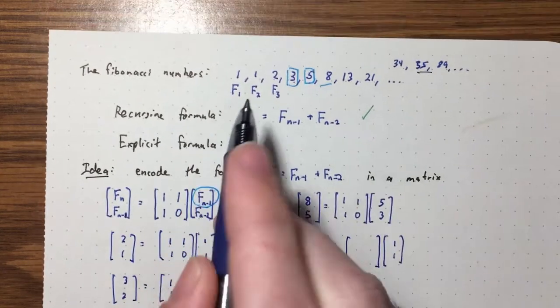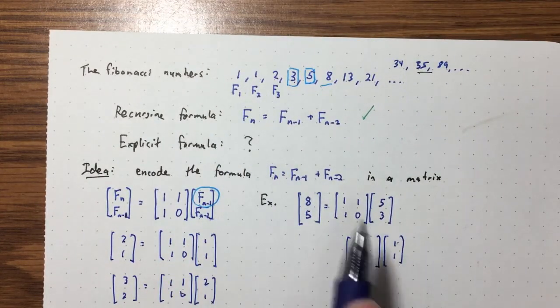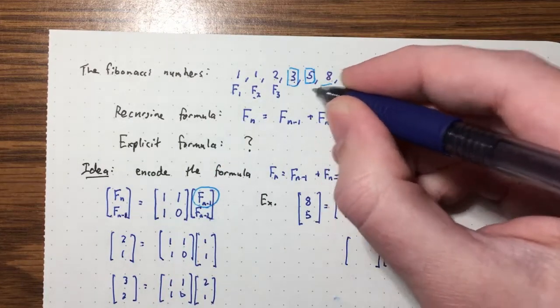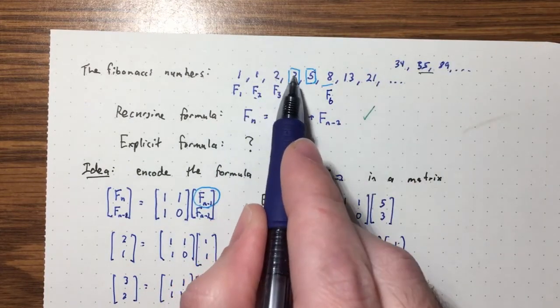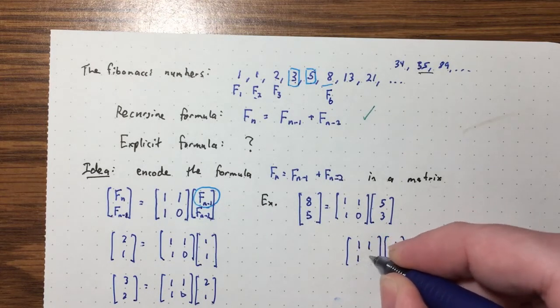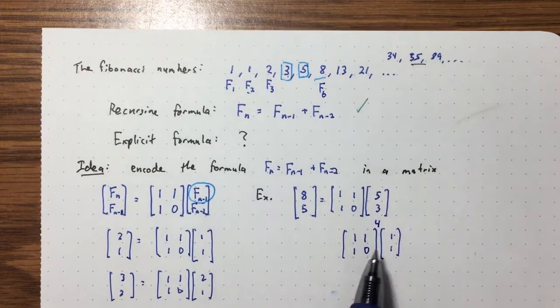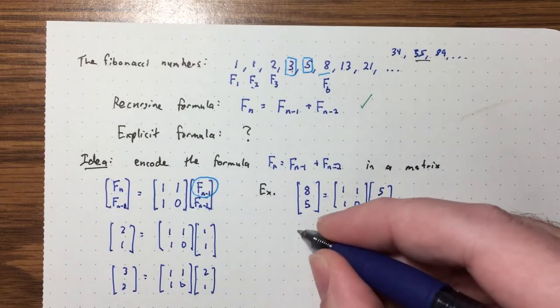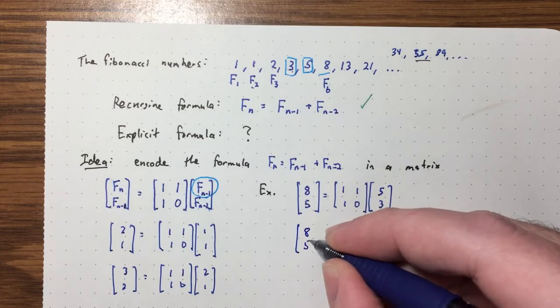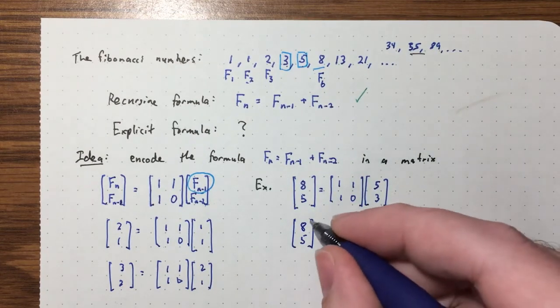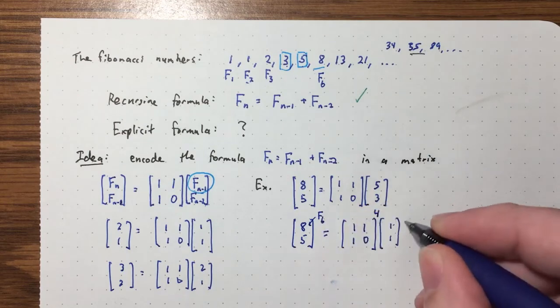Well, I'm starting with F2 in the top space, right? And I want to get to F6. So I want to go 1, 2, 3, 4. I want to multiply it 4 times. So if I do this matrix to the 4th power, multiplying by it 4 times in a row, that should get me to 8, 5. Okay, so this one was F6, this one was F2.